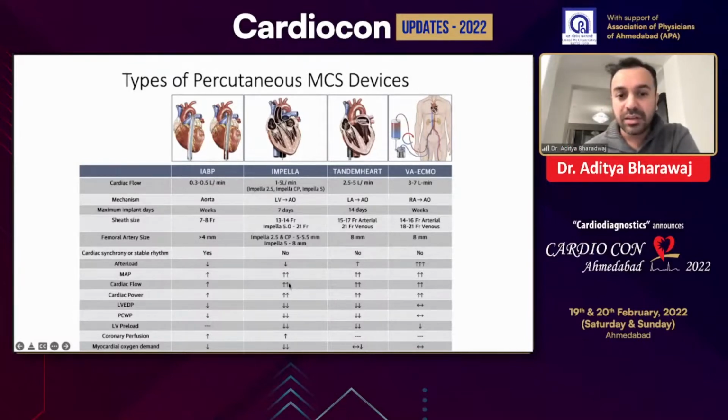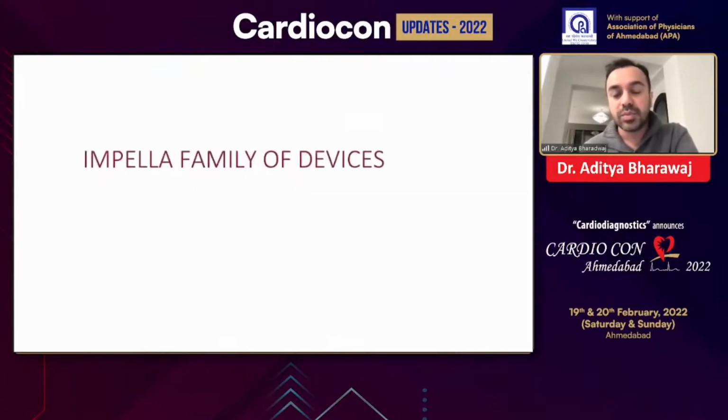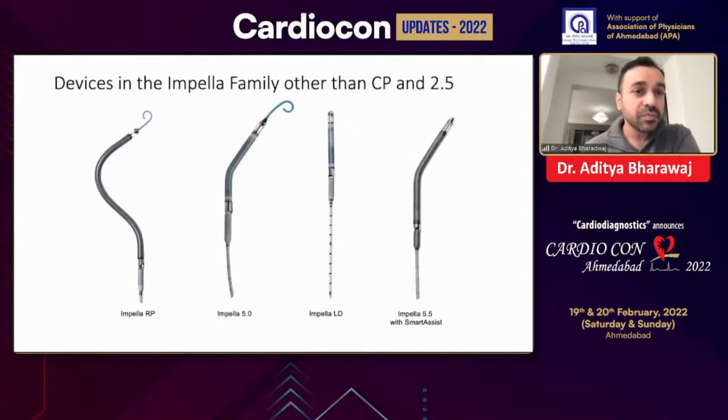Impella increases mean arterial pressure, it increases cardiac flow and cardiac power, and it decreases LVEDP and LV preload. It increases coronary perfusion, and it decreases myocardial oxygen demand. I'm going to talk about each of these in a little bit as we go along, because that's a very important thing to remember if we're going to say that this patient should get Impella first.